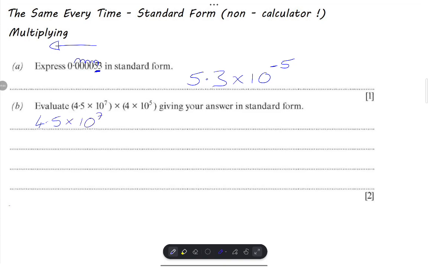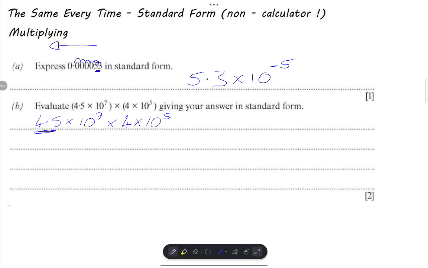4.5 times 10 to the power 7 times 4 times 10 to the power 5. So you could pause now, have a go at the question, then we'll compare answers. In the meantime, I'll continue. So we need to multiply the numbers together.